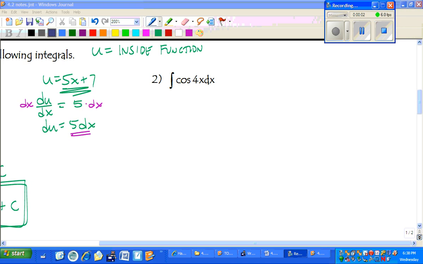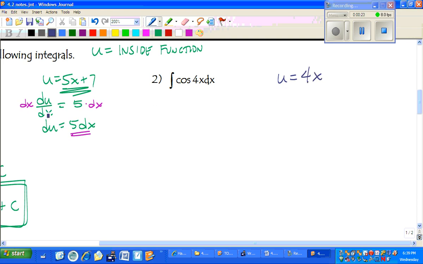Let's take a look at number 2. Again, we're looking for an inside function. So let's look at what's inside the integral. We have cosine of 4x. So 4x is inside. We've got cosine as our outside function, 4x is the inside. So our inside function is what we set equal to u. So u is just 4x.